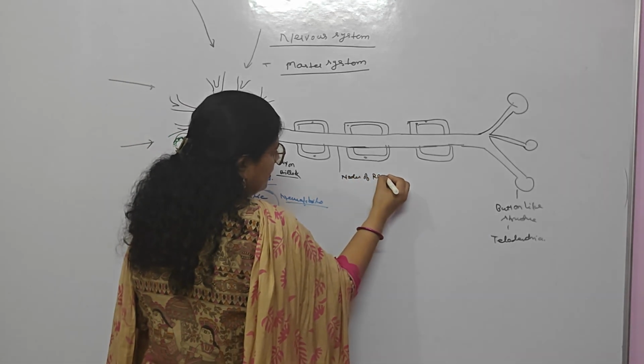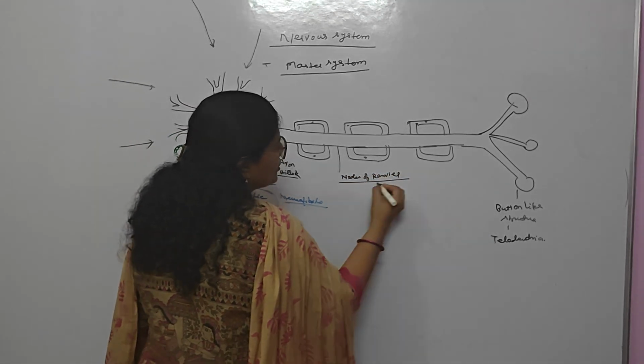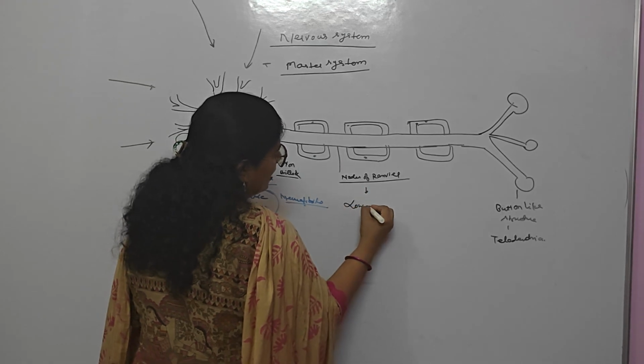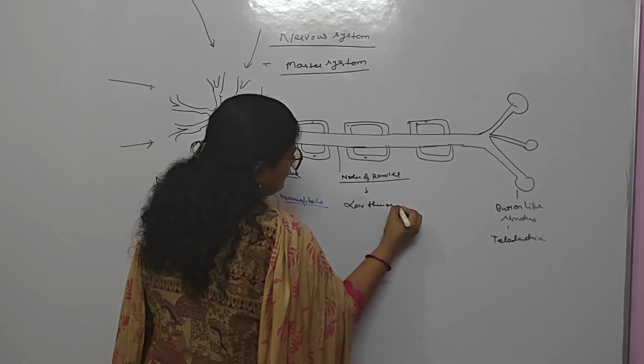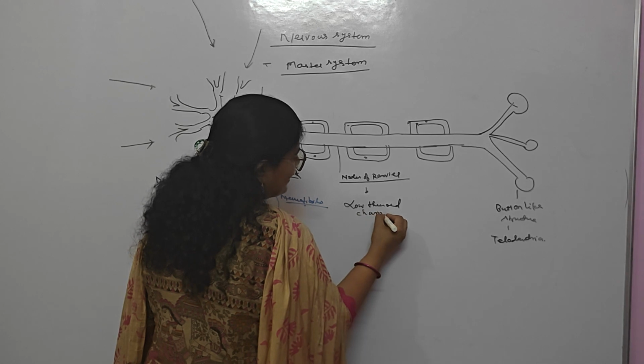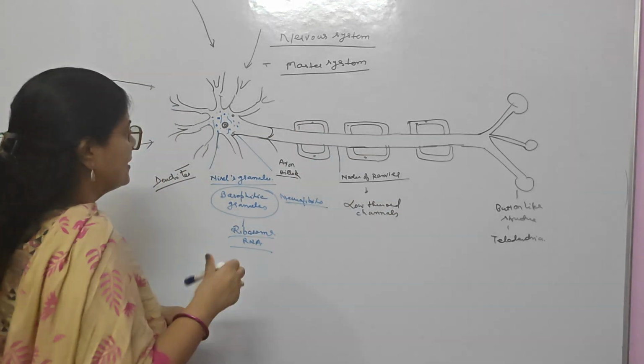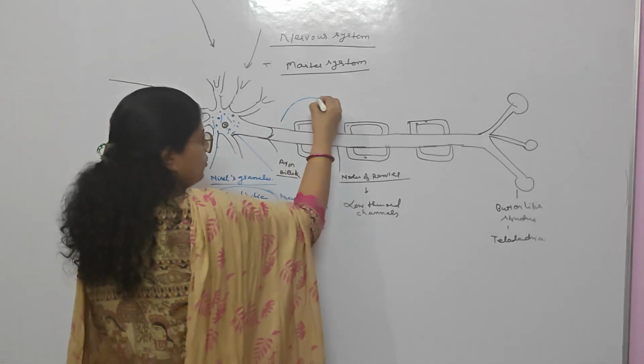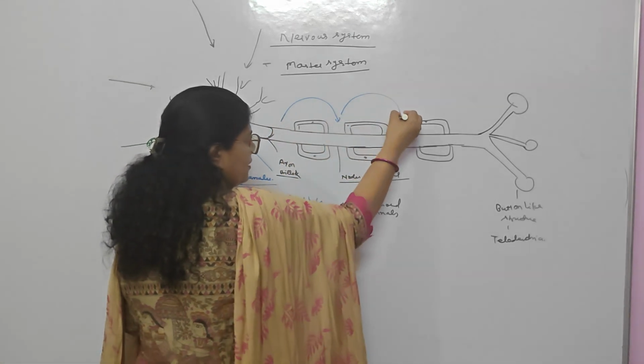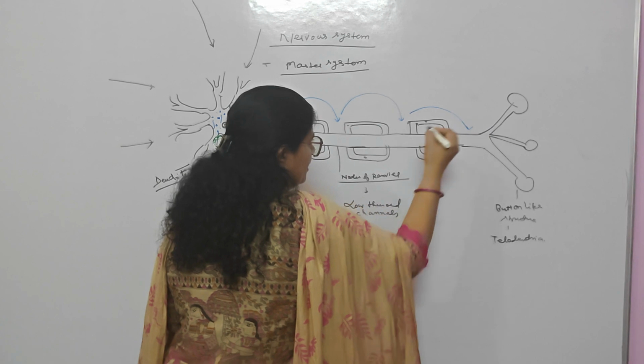This has low threshold channels which can easily help with nerve conduction. So there's nerve conduction from this point to this point, from here to here, and from here to here.